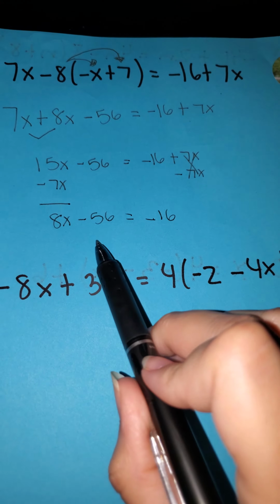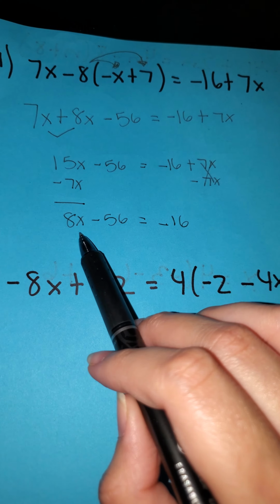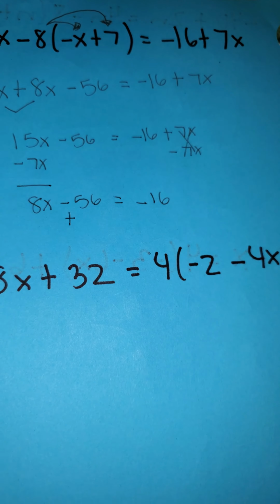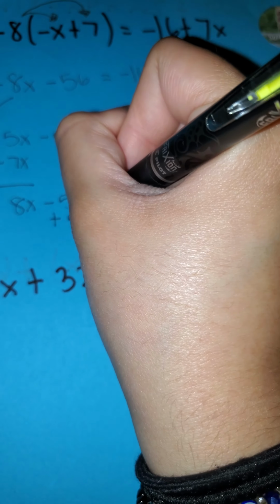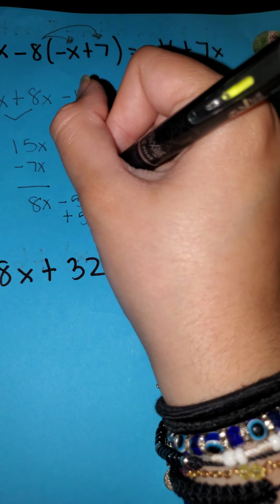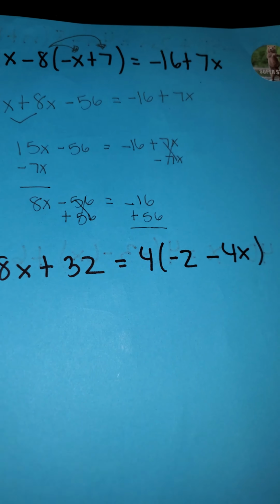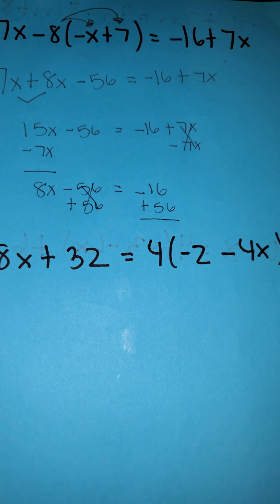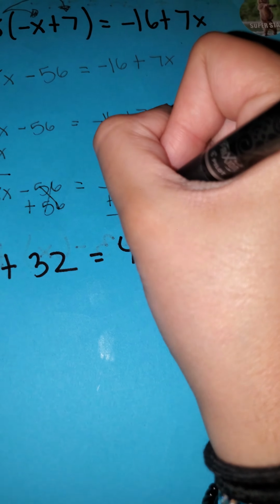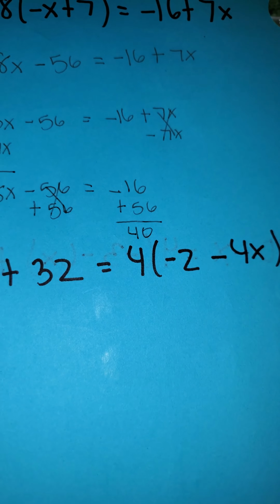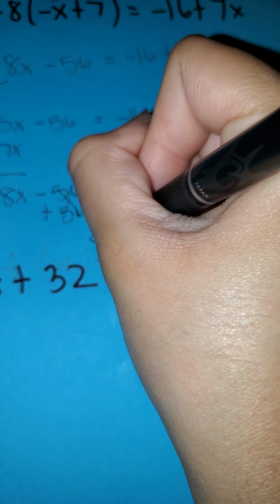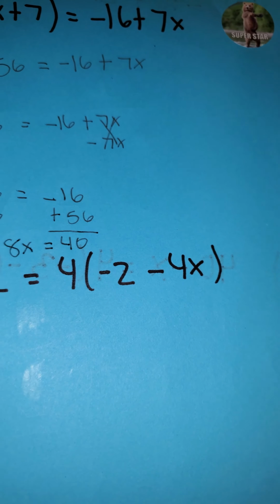And here I want to get rid of this number because I want 8x by itself. So I'm going to do the opposite of subtraction, which is addition. Just like that. This cancels out. Now, what is negative 16 plus 56? So negative 16 plus 56 gives us 40. And I am running out of space here, so I'm going to continue my work on this side.